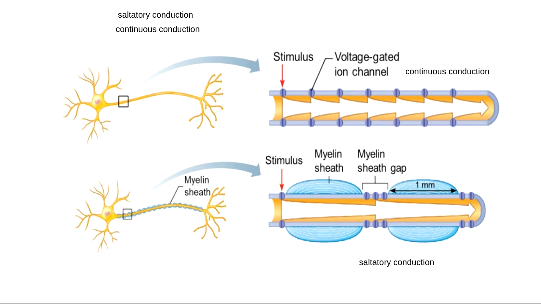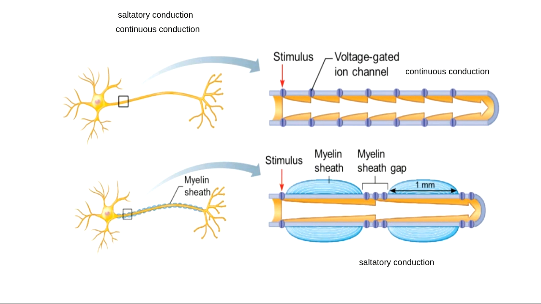Saltatory conduction. What saltatory conduction means, like Eileen said, is it jumps. I build a signal at one place. I depolarize one part of my membrane, but I'm lucky I don't have to depolarize this part right here because it's not in contact with the environment. The myelin is insulating it. It's a fatty layer on the outside that doesn't let anything out. So I don't have to depolarize it again until I get to my next myelin sheath gap.